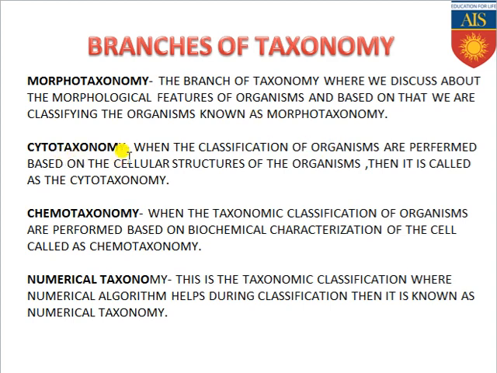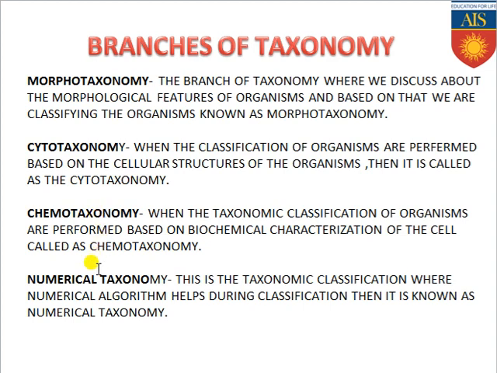Cytotaxonomy. Cytotaxonomy is a kind of taxonomic classification system where we classify any organism, maybe animal or plant, based on cytological features or cellular features. That kind of taxonomy is commonly known as cytotaxonomy. Next, there is the third branch, chemotaxonomy. Obviously we can understand from the name that when the taxonomic classification is performed based on the biochemical features of the cell, that kind of classification is commonly known as chemotaxonomy.